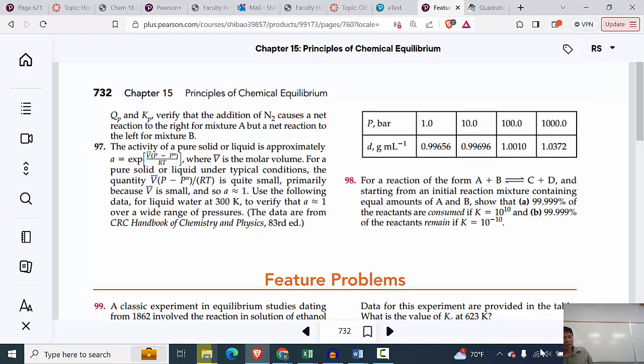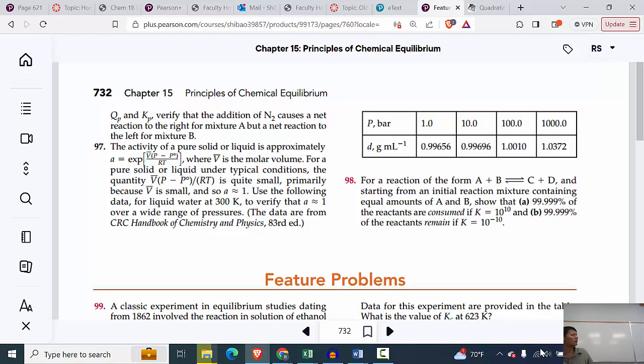This is talking about the activity. Is the activity of pure solid or pure liquid really 1? We're assuming it's 1. And so in 97, the activity of pure solid or liquid is approximately 1. This is the equation for activity. So if you want to calculate activity, you can plug and chug here, where V bar is the molar volume. For pure solid or liquid under typical conditions, the quantity V bar, etc., is quite small, primarily because V bar is small. And so the activity is approximately equal to 1.